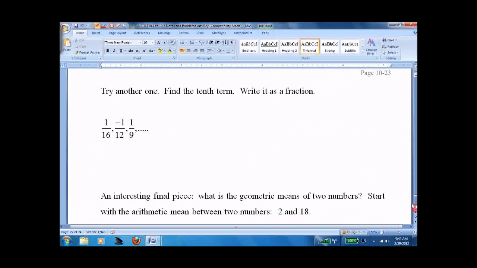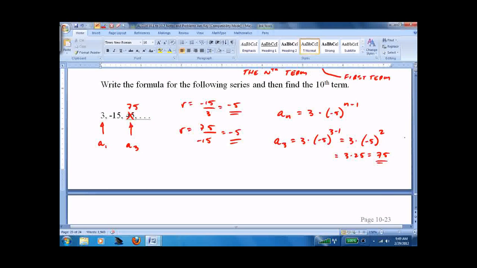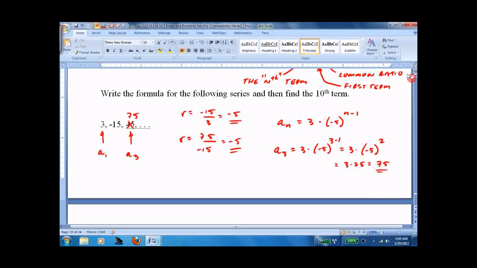Try it again. Find the 10th term. Did I ask for a term up here? Oh, I didn't find the 10th term. My bad. So let's find the 10th term. I just checked it to see if it worked.